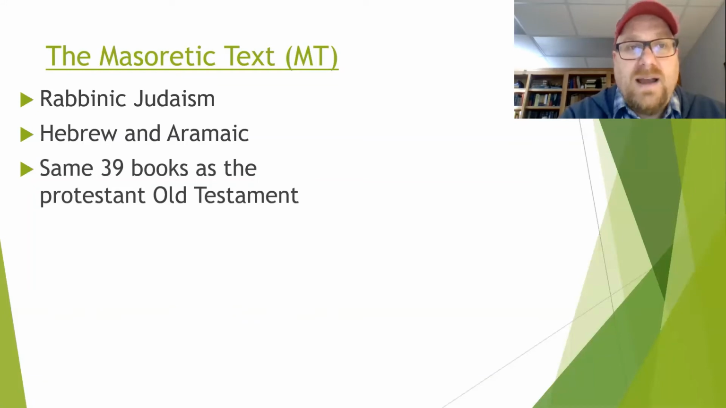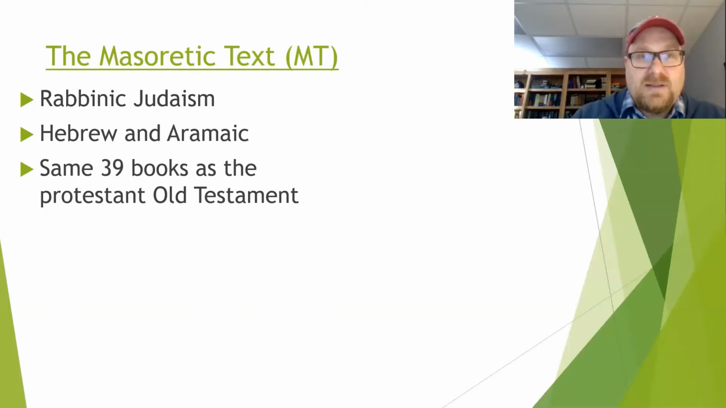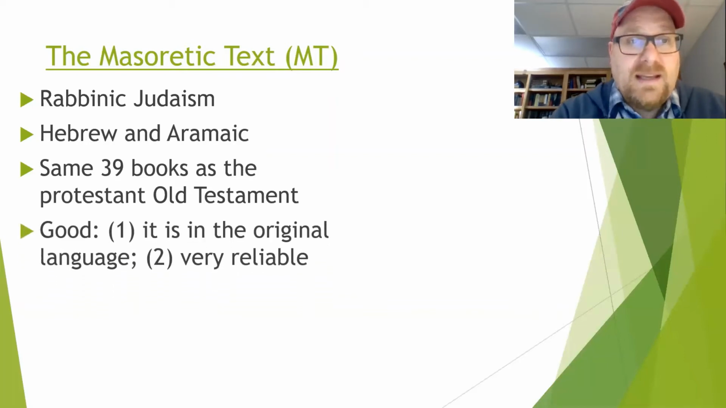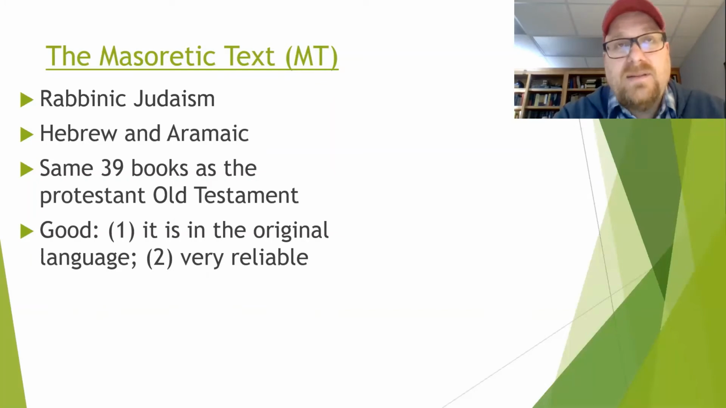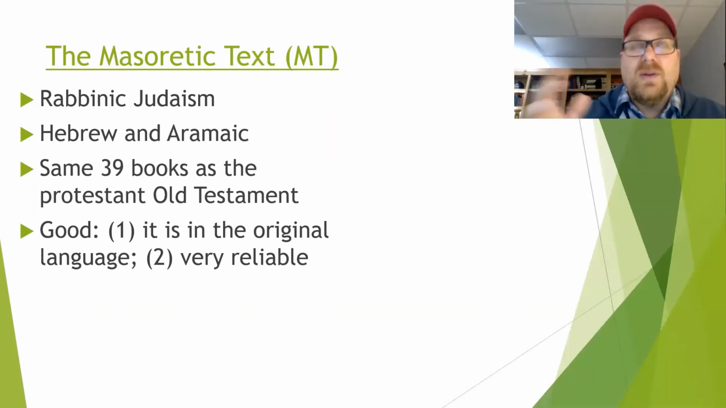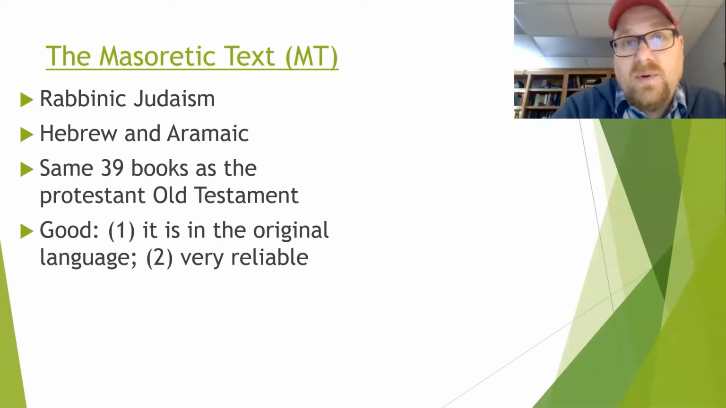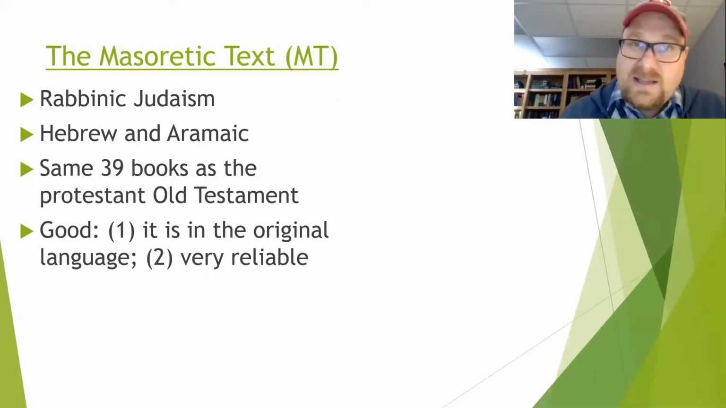The manuscripts that survive for the Masoretic text are the exact same books that we have in the Protestant Old Testament. So the same 39 books as the Protestant Old Testament. Here's what is very good about the Masoretic text. It is in the original language, because as soon as you translate something, you have that translation, and you have to think backwards to what the original was. So if you learn Hebrew and you're looking at an English translation, you can guess what the Hebrew would have been behind it, but it's not exactly clear. And so it's great that the Masoretic text is in the original language.